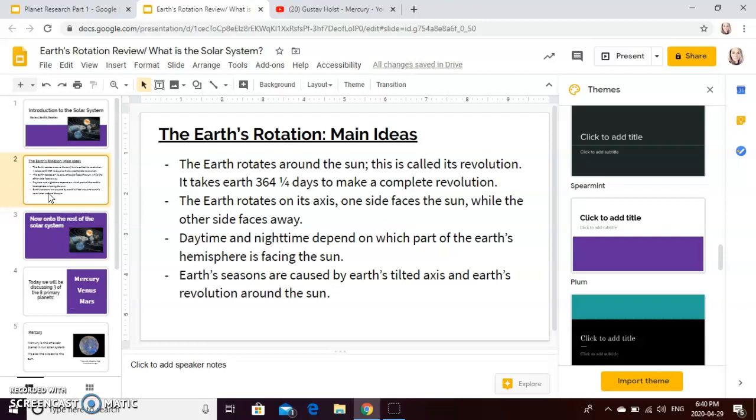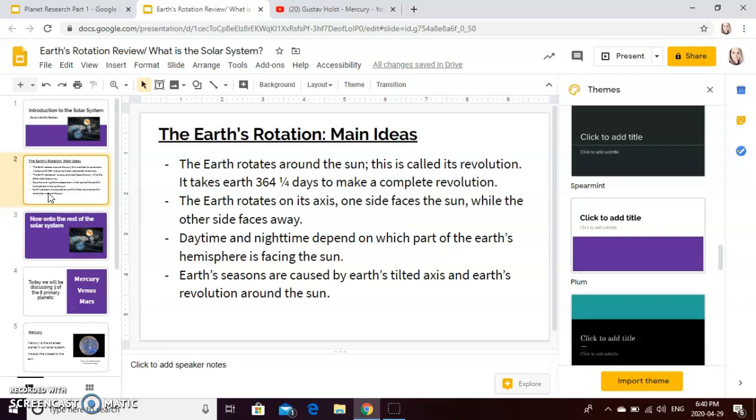When the Earth rotates around the sun completely, this is called a revolution. We learned that it takes the Earth about 364 and a fourth days to make a complete revolution. That is why we have 365 days in a calendar year, because that's how long it takes the Earth to make a full rotation around the sun. The Earth rotates on its axis, and when it does this, usually one side faces the sun, while the other side faces away. This is why we have daytime and nighttime.